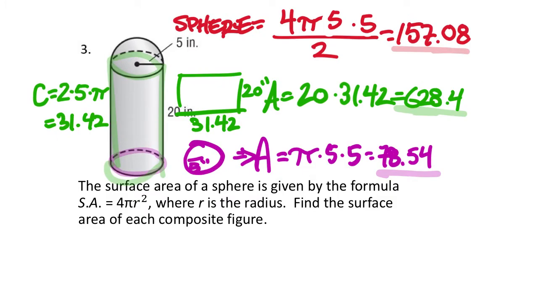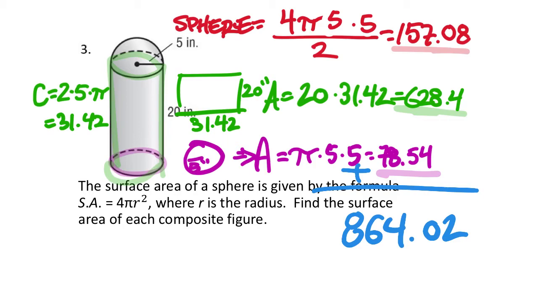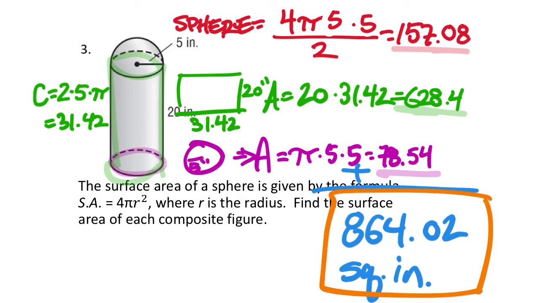Well, to find the total surface area, what I need to do is take these three values and add them together. So 157.08 plus 628.4 plus 78.54. And I get 864.02. But again, this is an area, so it's a square value in inches. We did it.